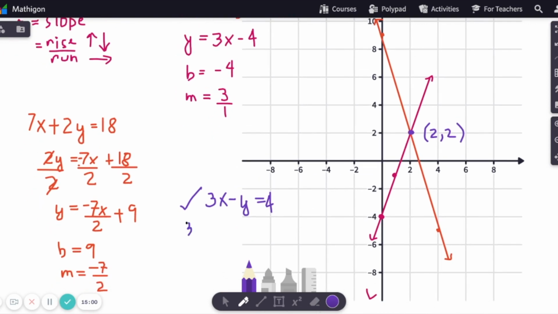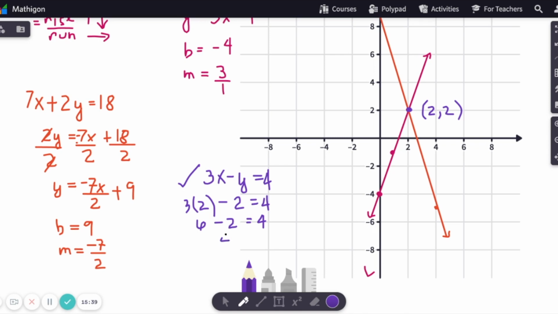So 3 times 2. In order for us to know that these two are solutions to our equation, we should get a true statement. Ibig sabihin ng true po, equal dapat yan. So when I substitute, this is 6 minus 2 is equal to 4. So, 6 minus 2 is 4. We have a true statement. Therefore, our solution set is true.